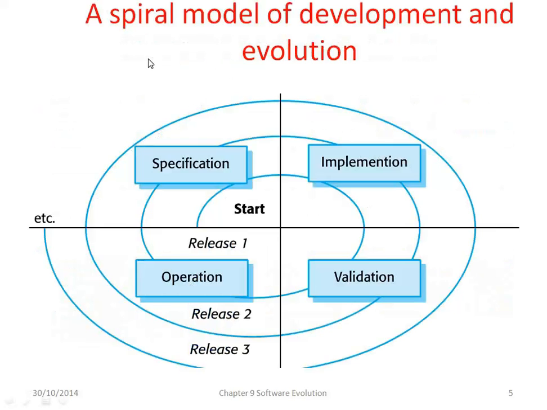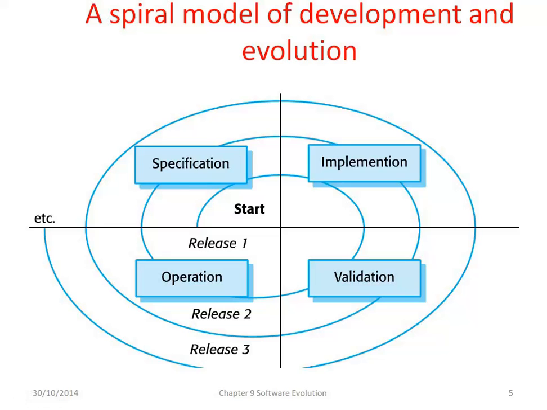In the given diagram, see the spiral model of development and evolution. The diagram shows four phases: specification, implementation, validation and operation. Initially we start with the first version, specification. After the requirements are given, it is implemented and checked to see whether the implemented product or system gives the correct output or not. That is validation. If it gives correct output, it can be used in the organization; that is operation. At the time of operation, because of some environment change or other reasons, it must be modified.